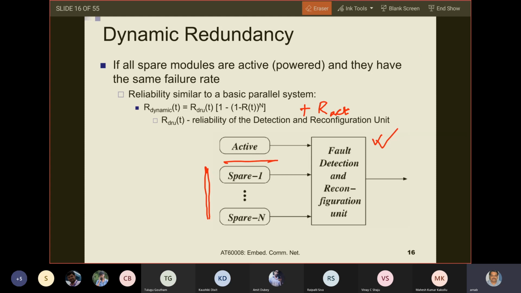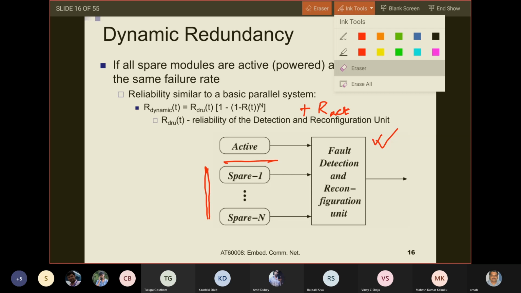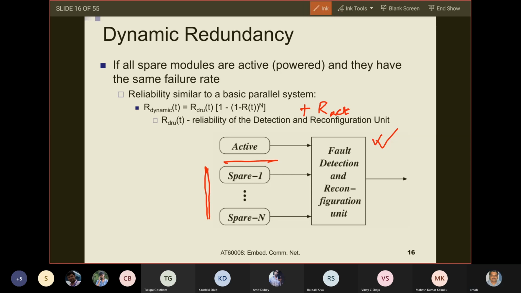See, what am I trying to do? What is this part? Can I go into interactive mode? Can the students tell me what this part is telling?